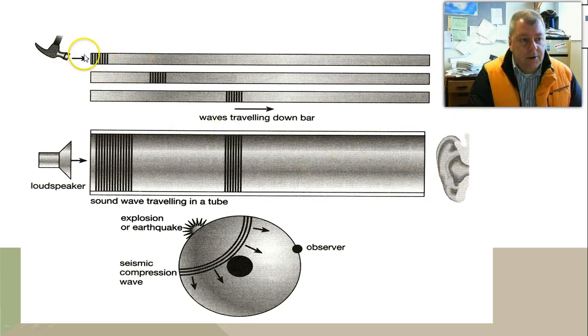Another one, here's a metal rod. You hit at this end, it compresses the particles a little bit, and that compression moves all the way down the bar. That would be a longitudinal wave.